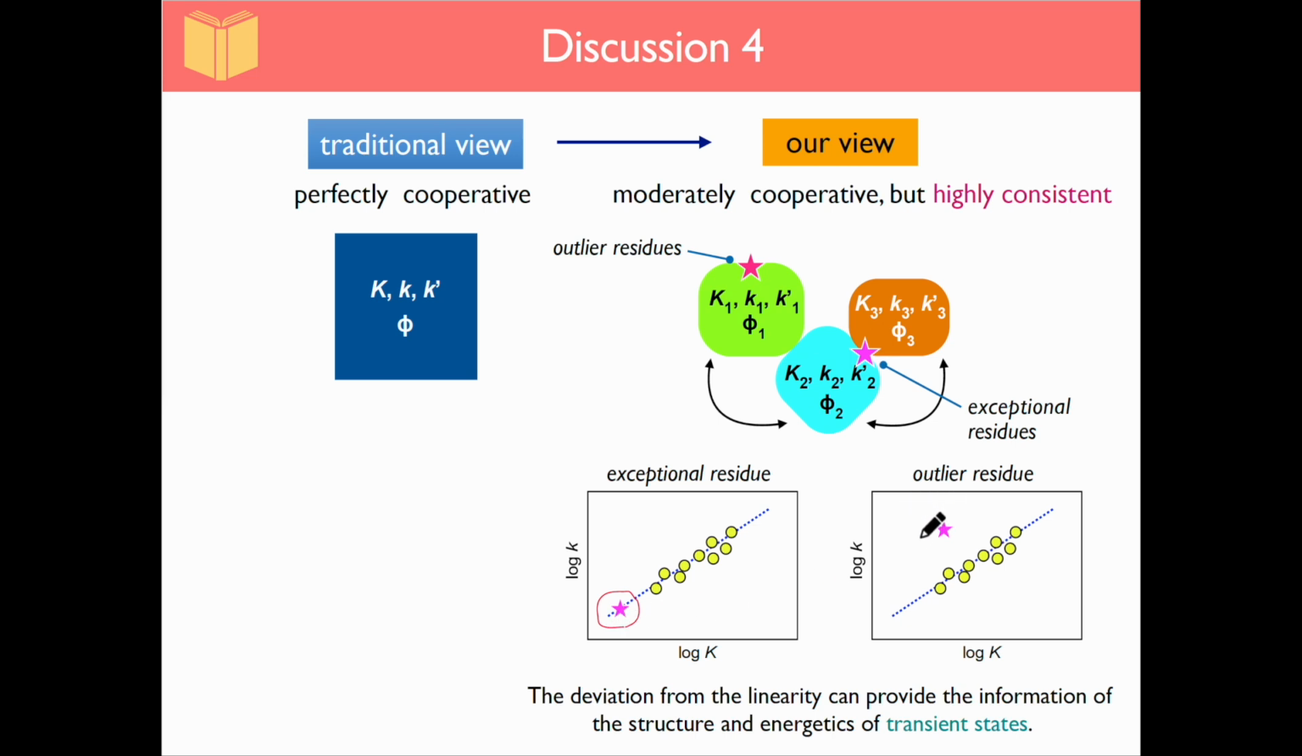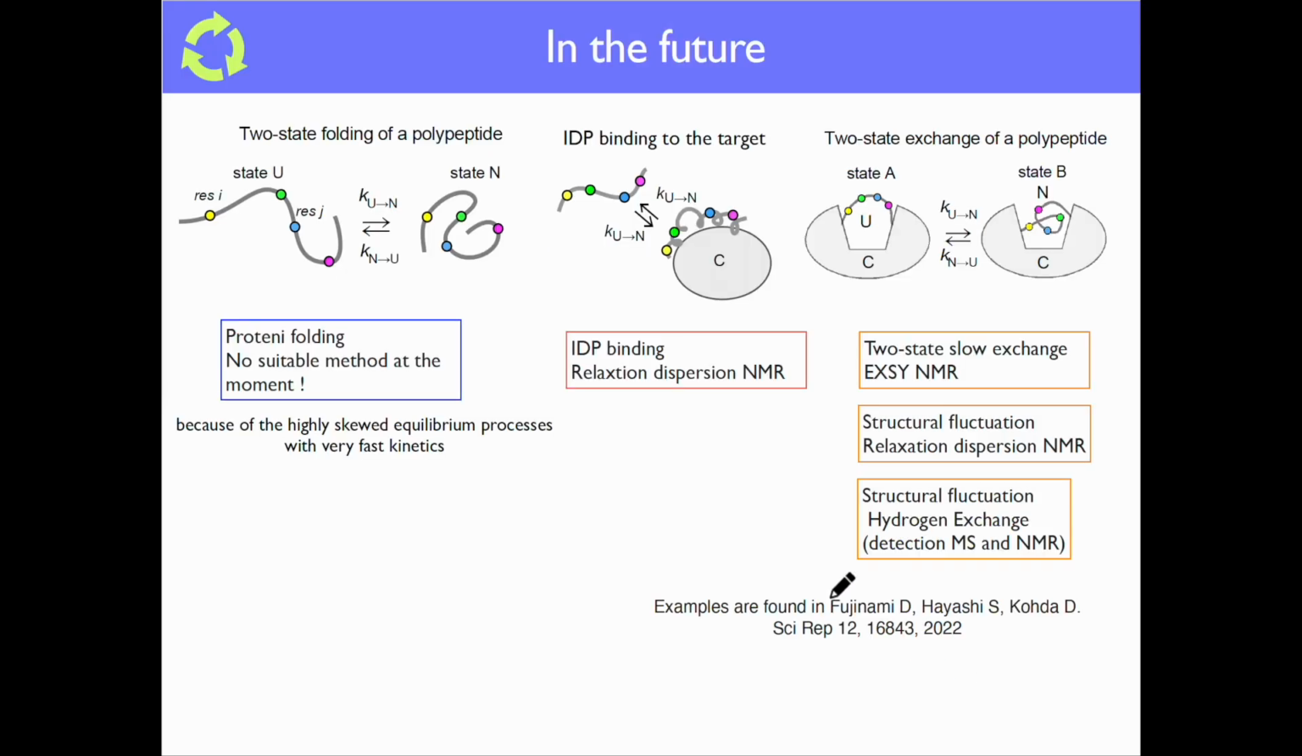Another case is an outlier residue here. It deviates from the consistent line. This means this outlier residue has non-native or third-structure interactions. But anyway, the deviation from the linearity of QFER can provide information on the structure and the energetics of transition states.